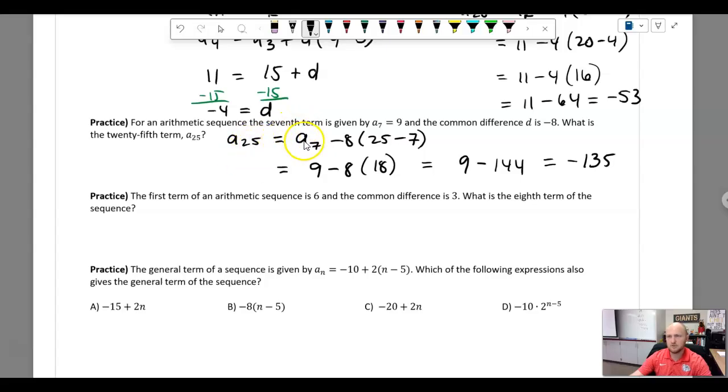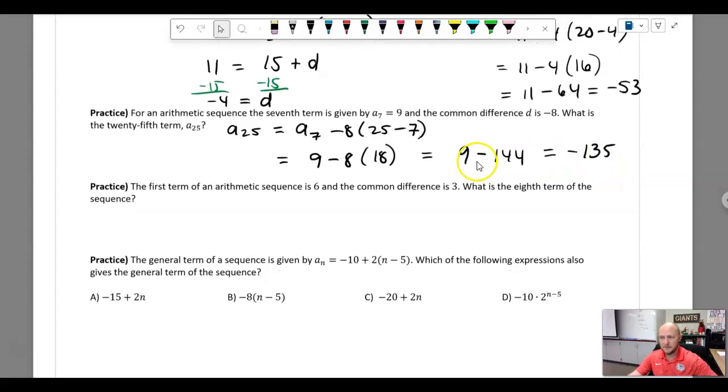Hopefully you set up this equation: a sub 25 is equal to a sub k plus d times n minus k. Well, in this case, a sub 7 is given. I know that the 7th term is 9, so I can replace that: 9 minus 8 times, and I want the 25th term, and I'm going to take away 7 because I started with the 7th term, which was 9. So there you go. 9 minus 144 gives us negative 135. Did you get it? Okay.